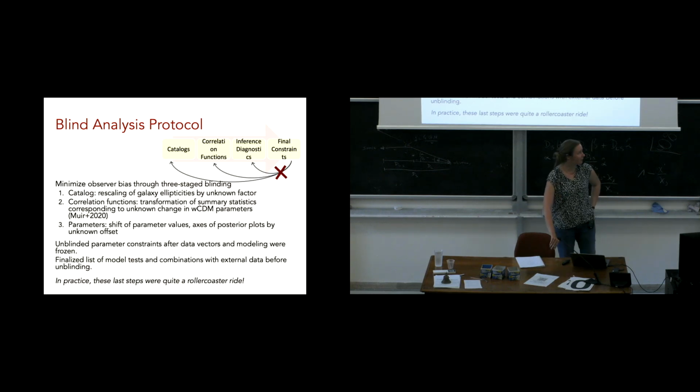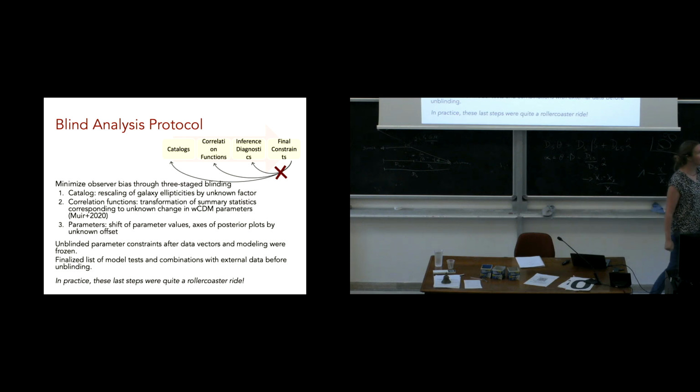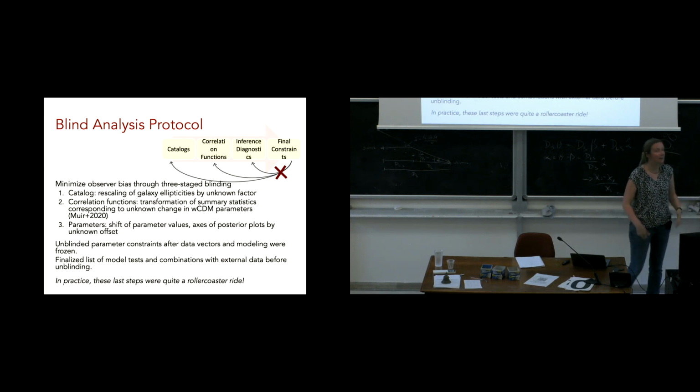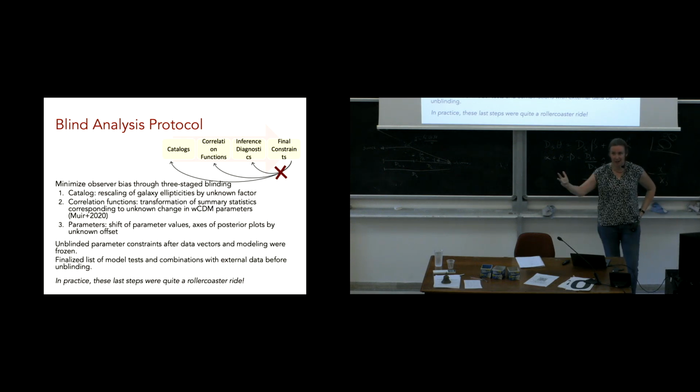And that's really a part of trying to minimize observer bias. That is, we have a blind analysis protocol. Of course, most of these algorithms go through many iterations. We had many different versions of the initial catalogs and then going to correlation functions and developing our particular parametric model and inference process. And we want to make sure that our tweaks at these stages of the catalogs, of the correlation function measurement, and of the parameter inference or modeling are not driven by what each change does to the final constraints.